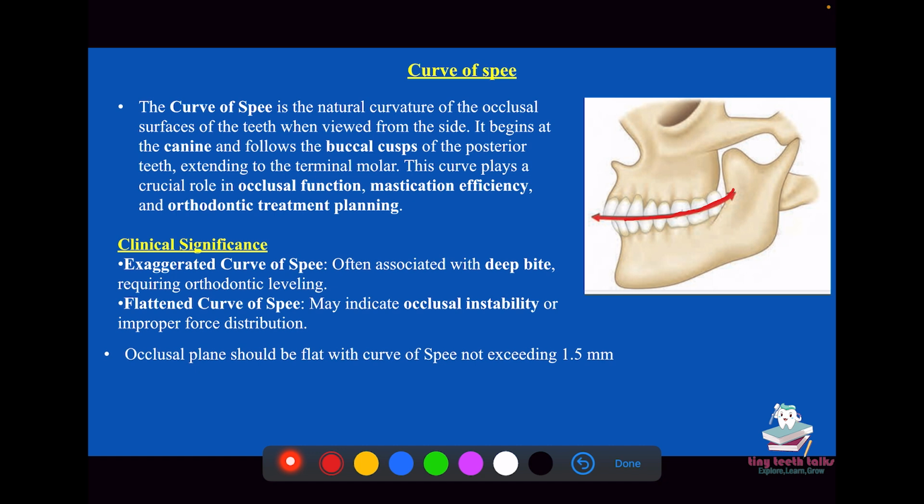There is a clinical significance of this. An exaggerated curve of Spee is often associated with a deep bite, requiring orthodontic leveling. A flattened curve of Spee may indicate occlusal instability or improper force distribution. Normally, the occlusal plane should be flat, with the curve of Spee not exceeding 1.5 mm.